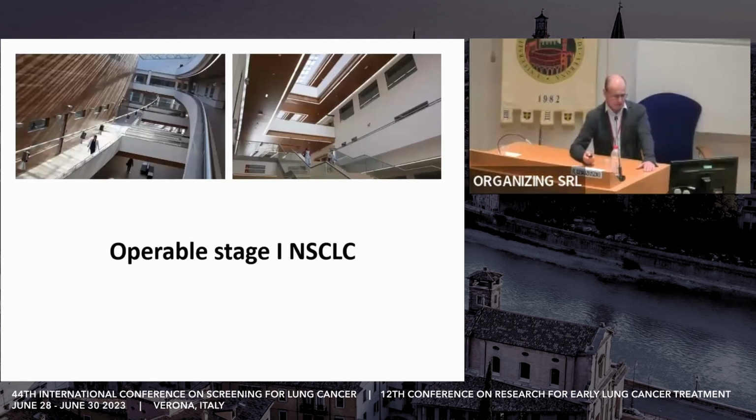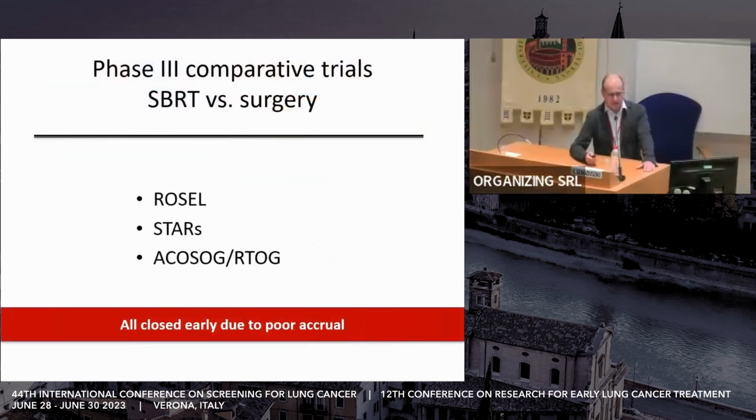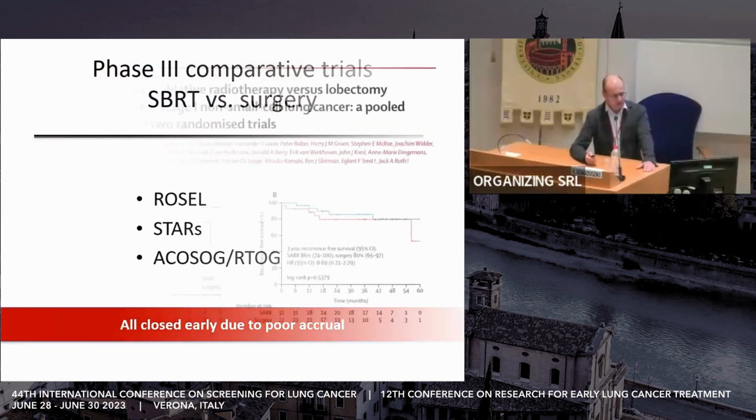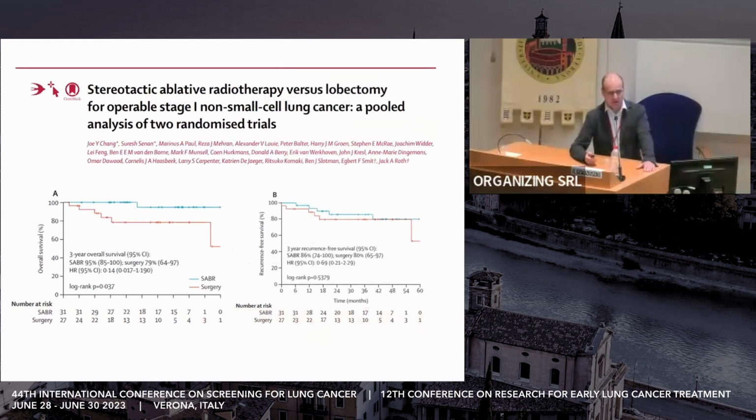Now, operable stage 1 non-small cell lung cancer, there were 3 randomized trials, ROSEL, STARS, and the RTOG study, all closed early due to poor accrual, and unfortunately did not allow us to make firm conclusions. We have the publication from a pooled analysis of 2 of these studies showing us that stereotactic radiation therapy was certainly not worse than surgical treatment in these randomly allocated patients. The blue curve is for SBRT here.